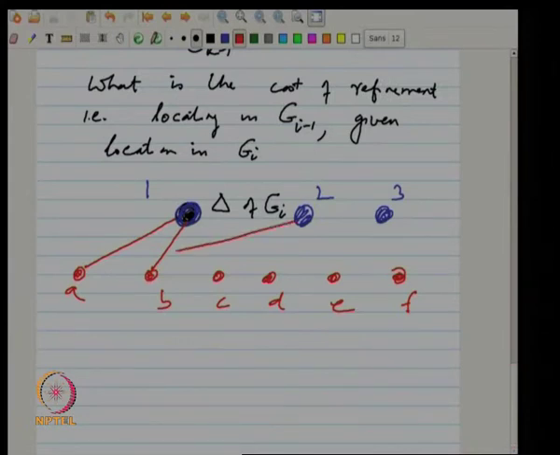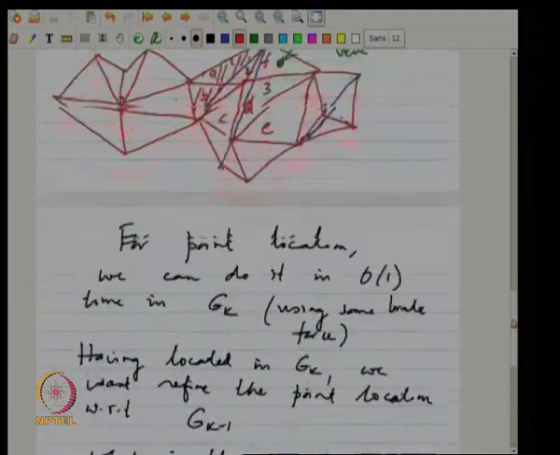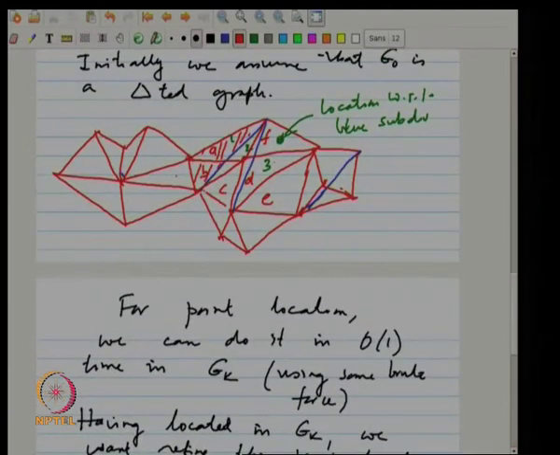So, 2 intersects B, C, D, F, okay, and 3 intersects F and D. No, E is not a part of that, right. I mean, that E was never a part of that. So, I should probably never have drawn E in the first place. Anyway, that does not matter. So, D and F, right.